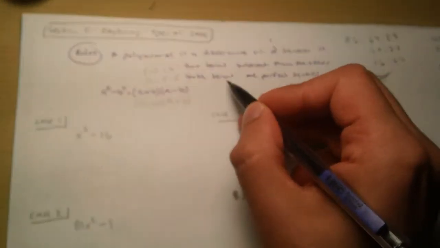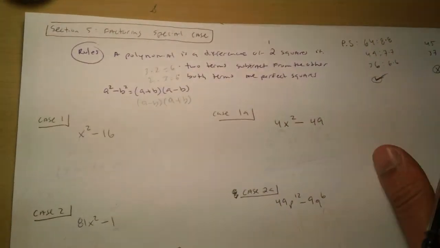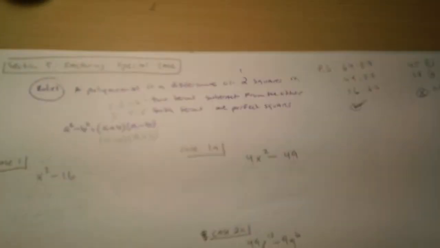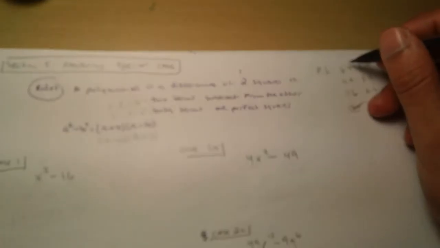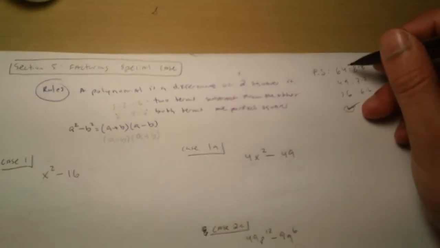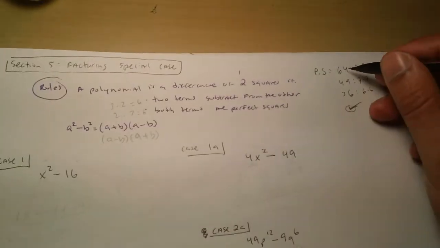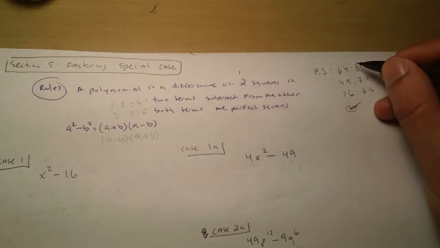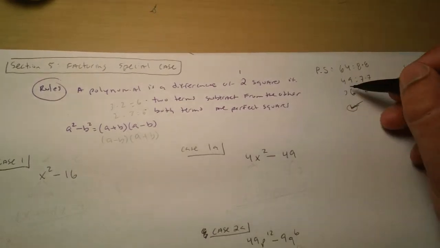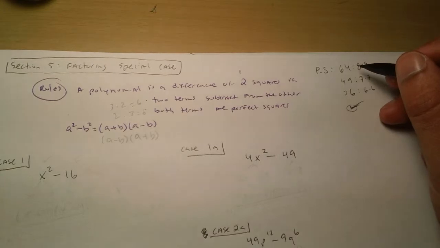Also, both terms need to be perfect squares. If you forgot what a perfect square is, it's pretty much just a number that, whenever you apply the square root to it, gives you a whole number. These are a couple of examples of perfect squares.